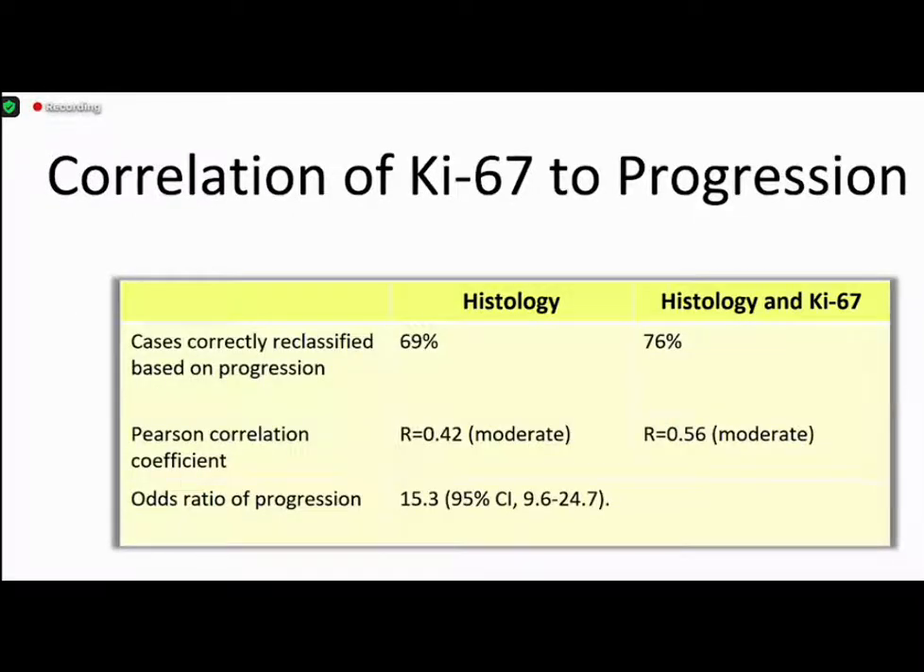When comparing the use of Ki-67 to progression, we found more cases being correctly reclassified based on progression with the use of Ki-67, 76% versus 69%. Pearson correlation coefficient was moderate for both categories, 0.42 and 0.56. However, another interesting finding was the increased odds ratio of progression, 15.3, in cases which showed surface Ki-67 expression.